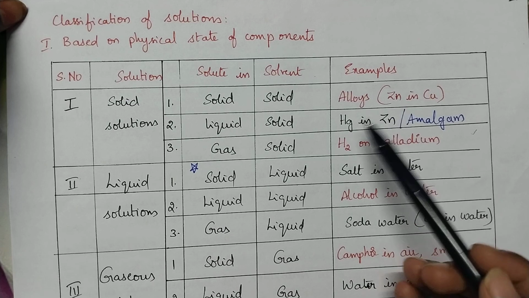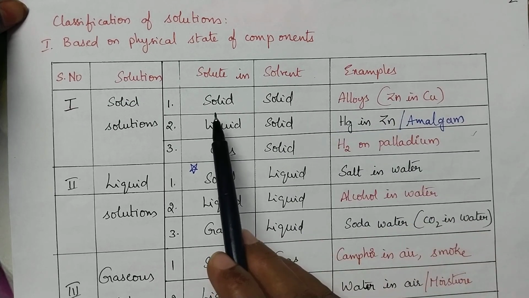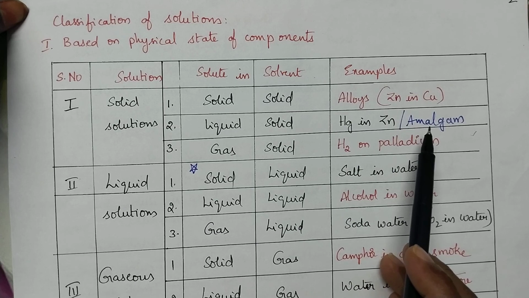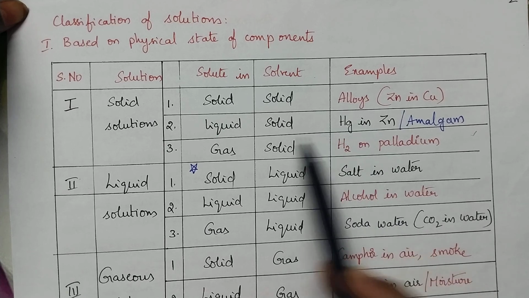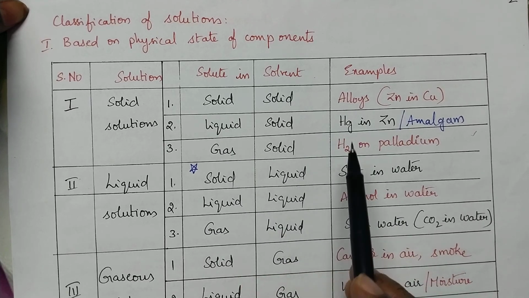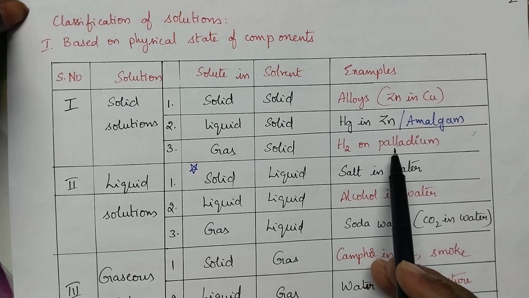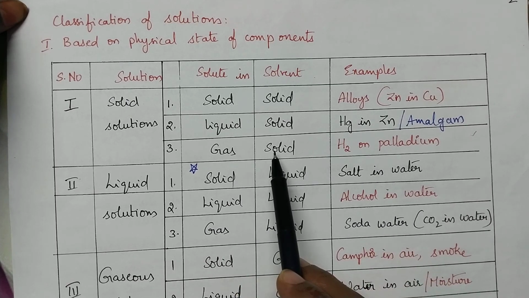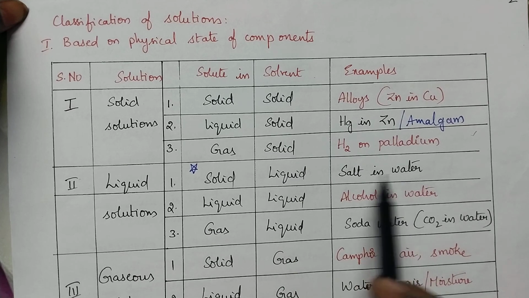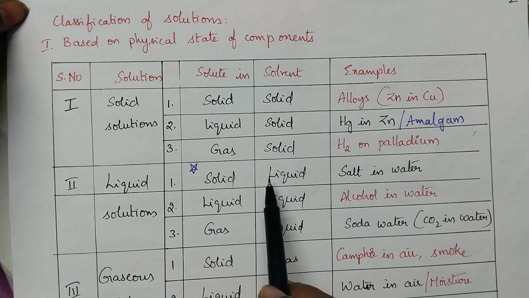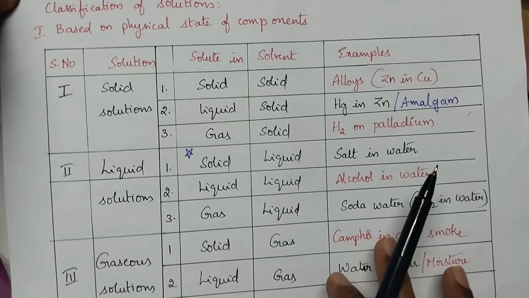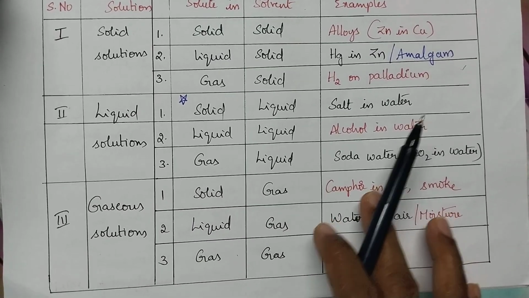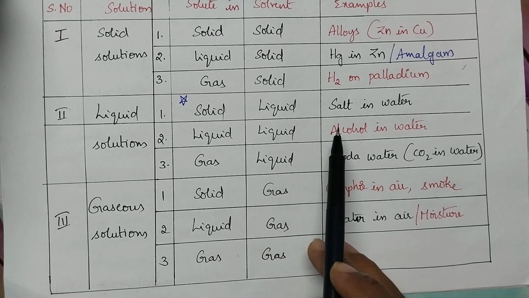Coming to the examples, alloys are good examples of solid in solid system. Amalgams like zinc amalgam and sodium amalgam are good examples for liquid in solid systems. H2 over palladium is a good example for gas in solid system. Salt in water is a good example for solid in liquid systems. The most general category of solutions includes solid in liquid systems. Alcohol in water is a good example for liquid in liquid system.